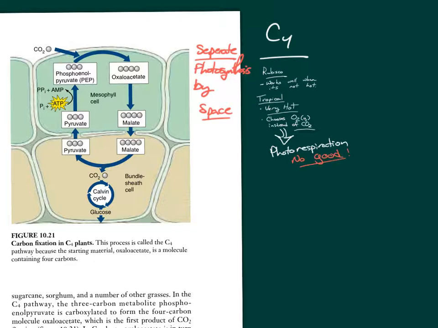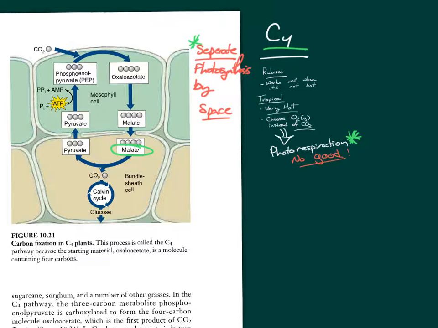So the strategy of C4 photosynthesis: everything else about photosynthesis stays the same. The only thing about C4 is that you're separating it by space because of photorespiration. So keywords that you should know by tomorrow: photorespiration, separating by space, C4. And if you want to know malate, it might be a good idea. I won't test it, but it'll help you remember why it's called C4. So that's C4 photosynthesis in a nutshell. That's what you need to know for the test. You know C3 photosynthesis, you're okay with that.